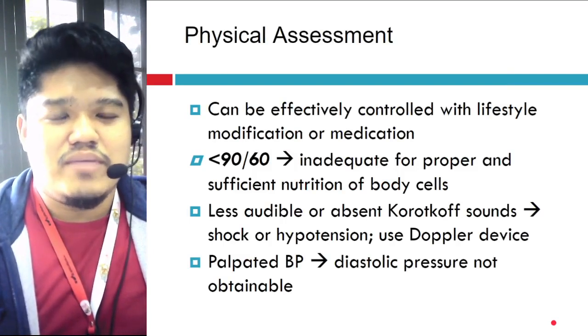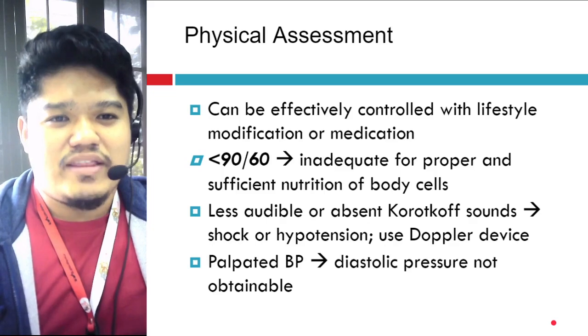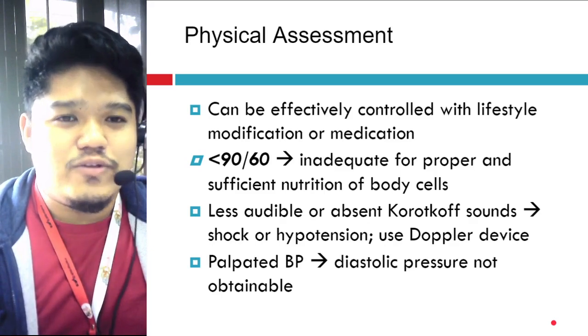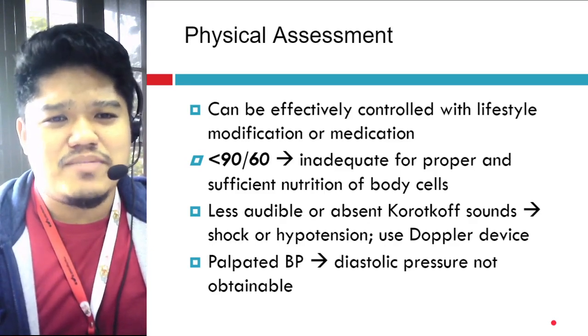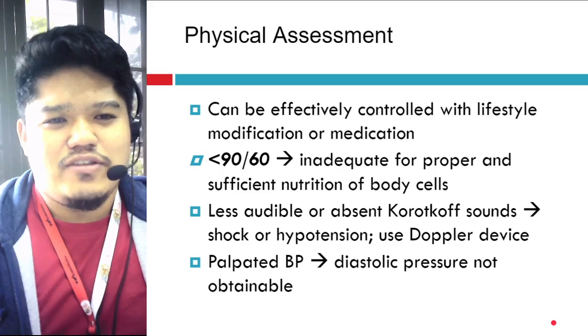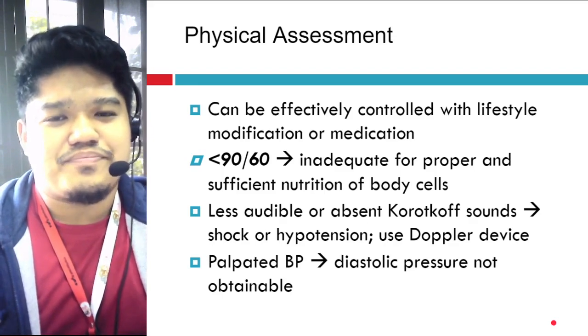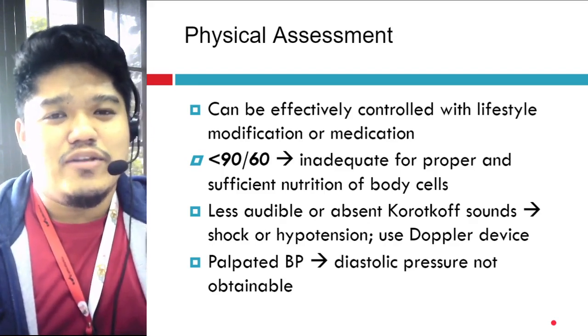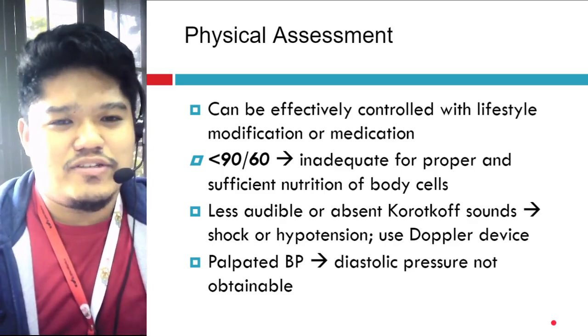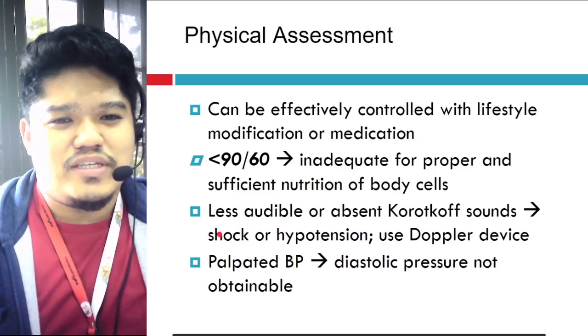So we all know that the blood pressure can be effectively controlled with lifestyle modification, including your medication. If the patient's blood pressure is less than 90 over 60 for adults, there could be an inadequate and insufficient nutrition of the body cells. So there is also what we call your hypotension, wherein there is a low level of blood pressure. Usually the carotid pulse sound is less audible or absent for those patients having shock or hypotension.